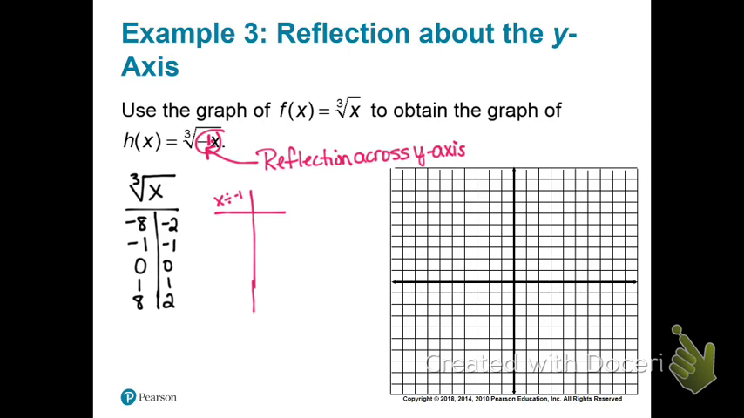So we're going to take all of our x's here, and we're going to divide by negative 1. So negative 8 divided by negative 1, negative 1 divided by negative 1, 0 divided by negative 1, 1 divided by negative 1, and 8 divided by negative 1. When you multiply or divide by a negative, it just changes the signs, doesn't it? Now, is there anything that's not underneath that radical with the x? Well, the little 3 doesn't matter. The little 3 told me what table to use, that's all that does. That's part of the function. So there's nothing not inside, so we're just going to copy our y's back over.